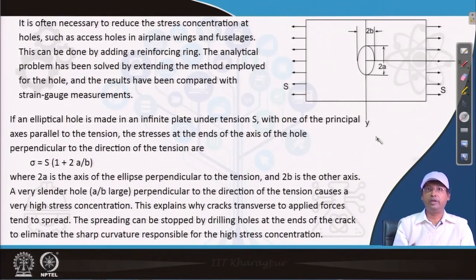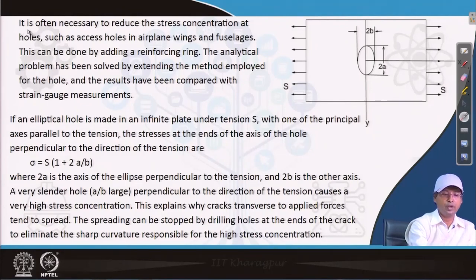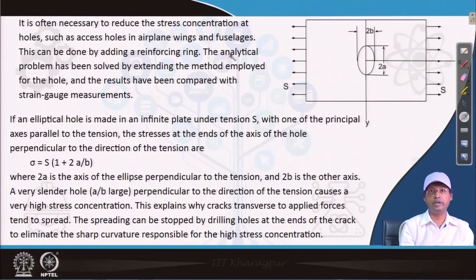Here we won't derive the equations, but we'll try to use the equation for understanding. So, let us see. It is often necessary to reduce the stress concentration at holes, such as access holes in airplane wings and fuselage. There are many access holes. Not only that, we need those holes to reduce weight, and in wing ribs, if you look at those, there are so many holes, because in civil aircraft, predominantly fuel is stored in the wing. So, unless we have a hole, how can we store the fuel?